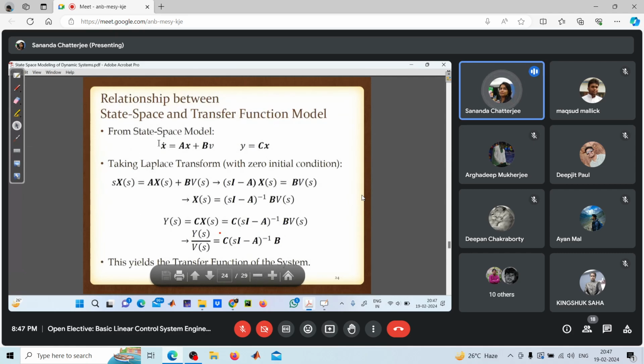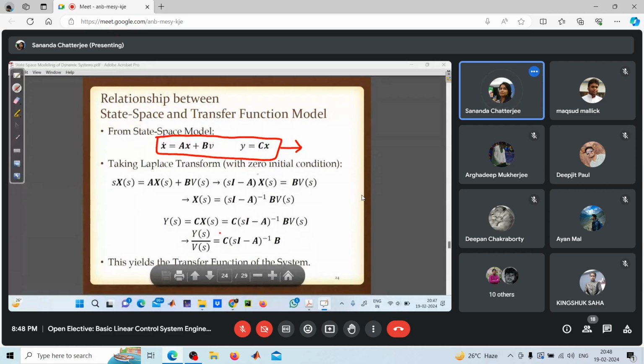This is our state space model, where x dot equals Ax plus Bu and y equals Cx. This representation does not assume zero initial conditions; it can handle initial conditions. But to find the equivalent transfer function of this model, we have to assume zero initial condition. Do you agree? Because the transfer function is only valid for zero initial condition.